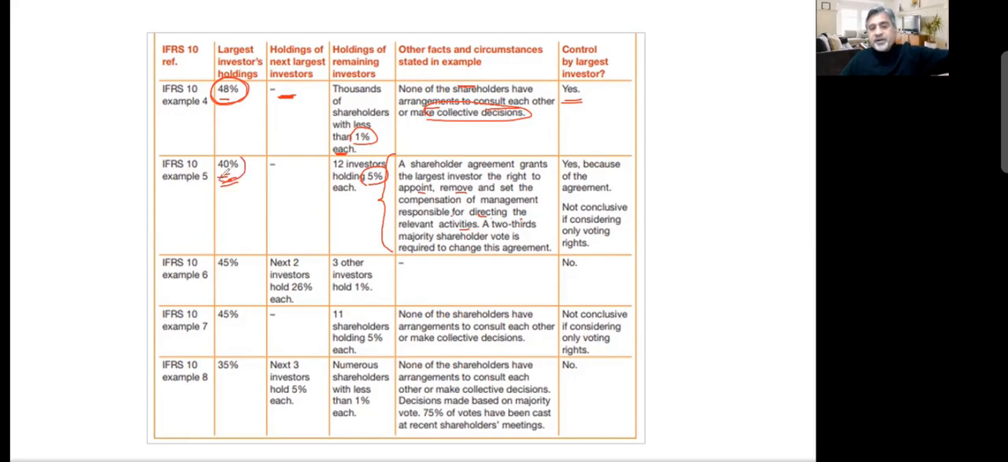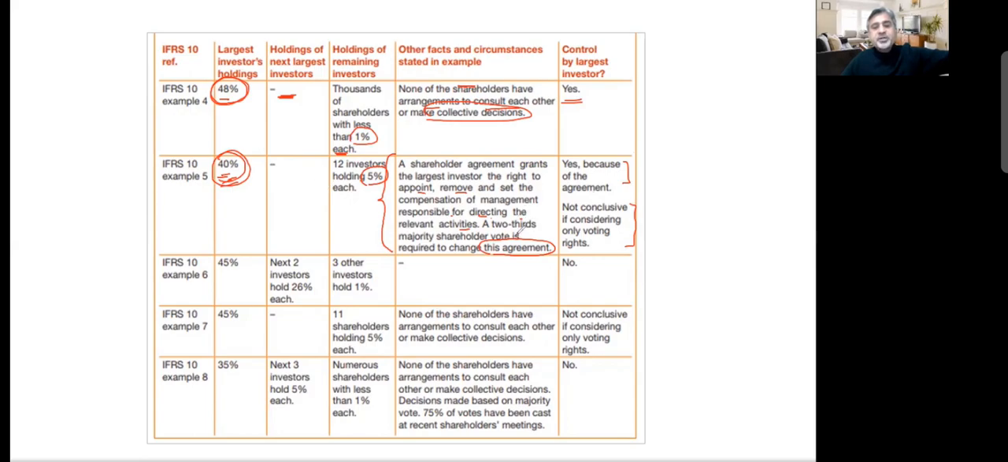So they've got 48%, but they have got the contractual right to appoint directors. A 2/3 majority shareholders vote is required to change this agreement. But this agreement exists, and it can also be changed by a 2/3 majority. So yes, control exists because of the agreement, because you have the right to appoint directors. Not conclusive if considering only the voting rights. Voting rights you do not have.